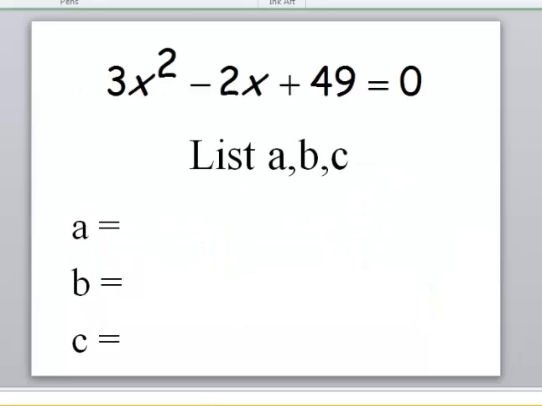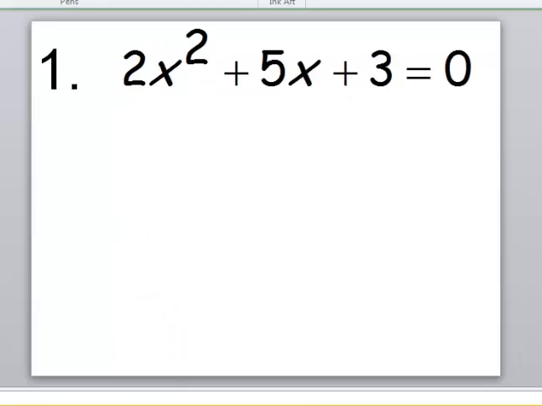So let's just practice finding your a, b, and c. Your a is 3. Your b is negative 2. And your c is 49. That is your a, b, and c. Now, that's not all that you're going to be doing when you're solving these problems. It's important to be able to find your a, b, and c. Otherwise, you're going to have a hard time doing the problem to begin with.